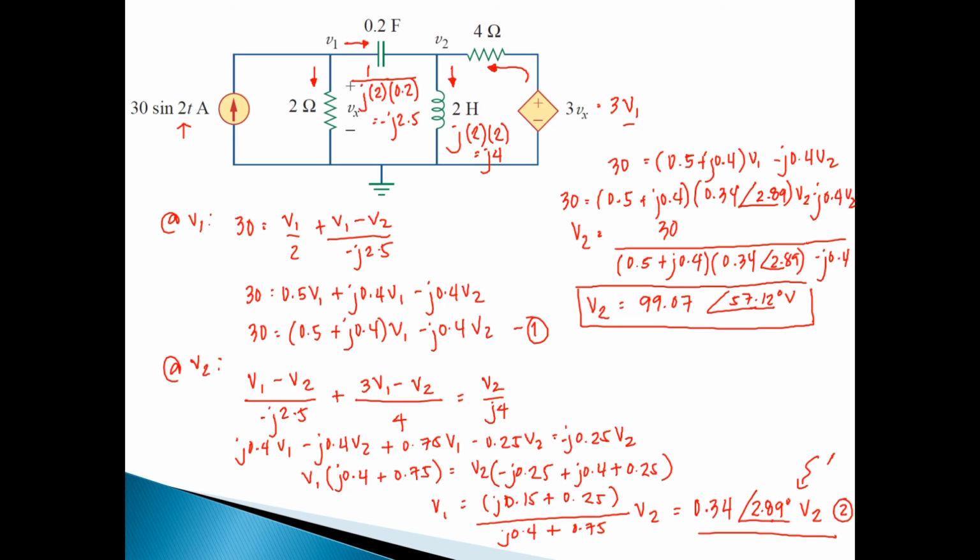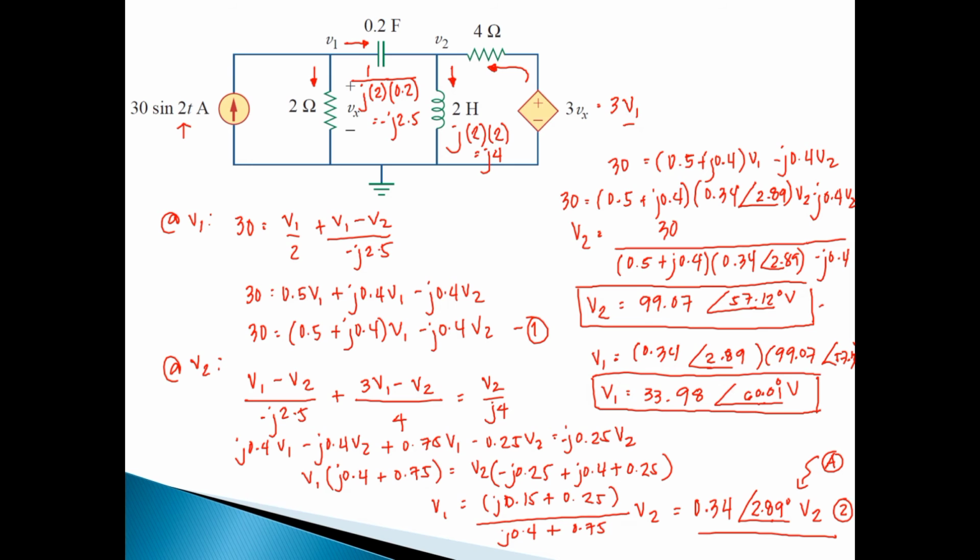Let's say you will store it in A in your calculator. So next, we'll proceed with the value of V1. So that is 0.34 angle of 2.89 times 99.07 angle of 57.12. And so this is equal to 33.98 angle of 60.01 volts. Okay, so this is our V1 and V2.